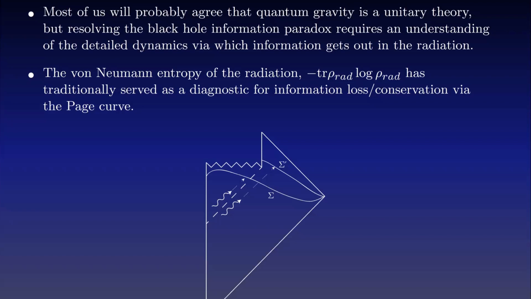So one diagnostic that has been used traditionally is the von Neumann entropy of the radiation, minus trace rho log rho, where rho rad here is the state of the Hawking radiation. And this has traditionally served as a diagnostic for information loss or information conservation via what we call the Page curve, which is just the dependence of the entropy as a function of time.